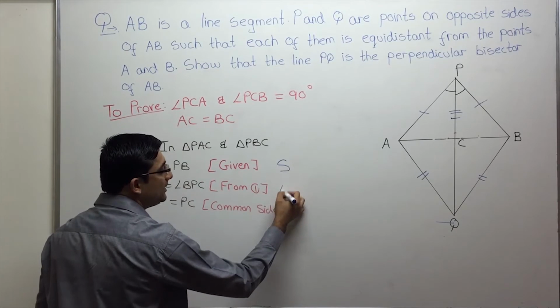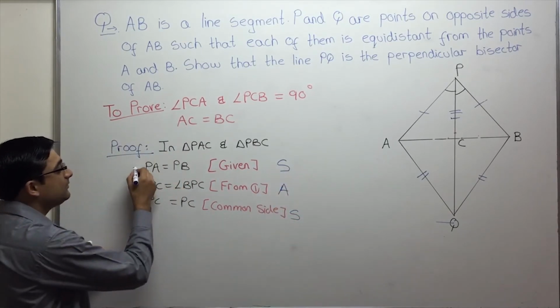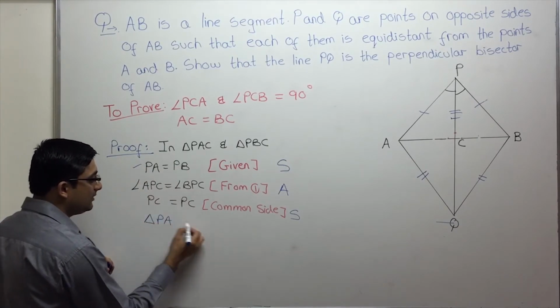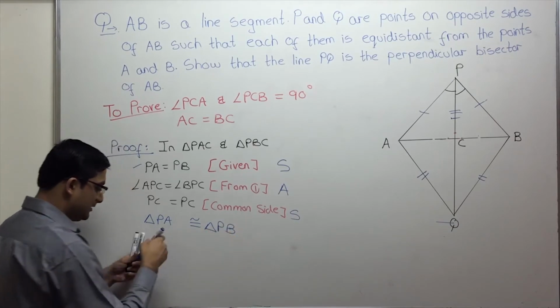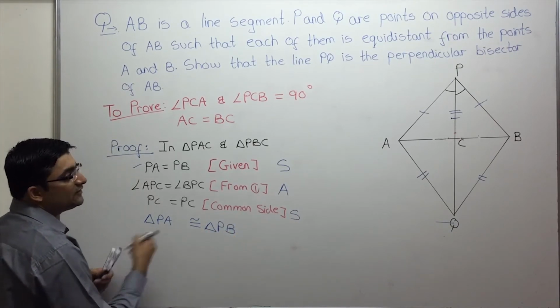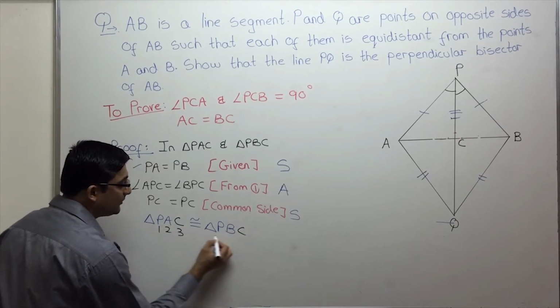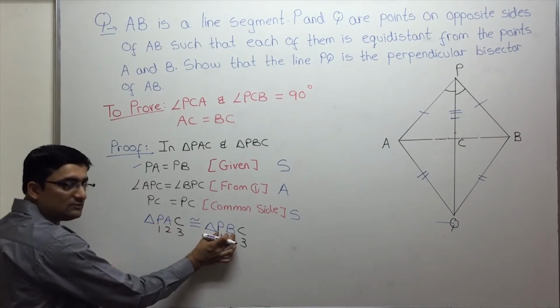That is side, included angle and side. So now we have to write the congruence statement. We'll take the help of this side. PA is equal to PB. So triangle PAC is congruent to triangle PBC, right? So what remains over here? PAC, PBC. Now use 1, 2, 3 to verify whether this is correct or not. So PA, first two letters, correspond to first two letters PB, check.